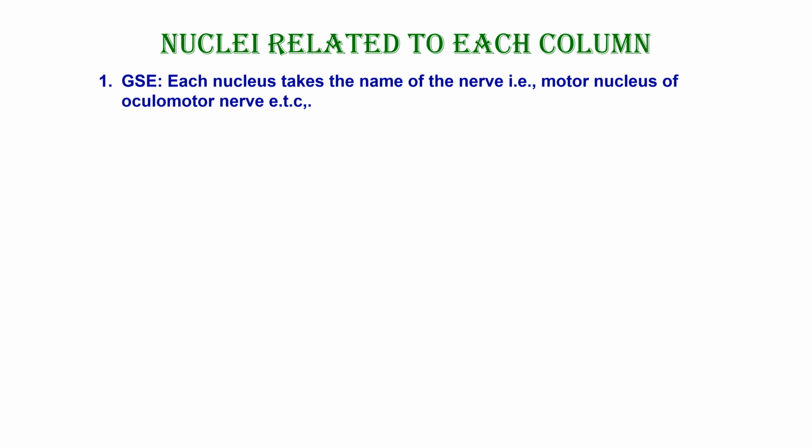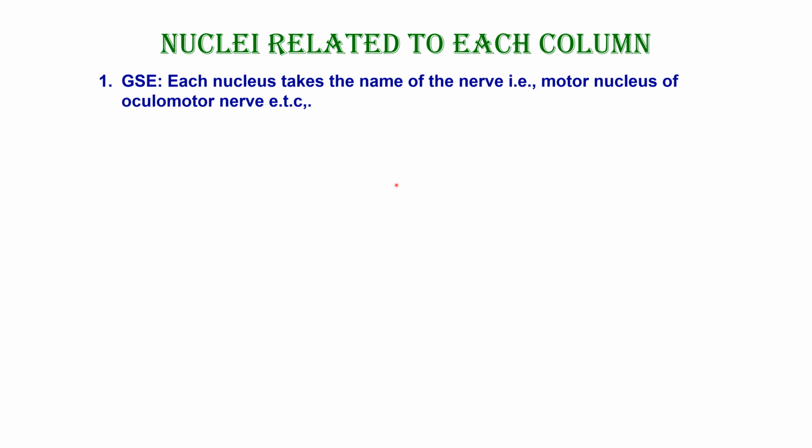Now, what are the nuclei which give origin to the cranial nerve in each of these 7 columns? For each cranial nerve, we should know the function number 1 and the deep origin, which is the nuclei, and the position of this deep origin when it comes to the origin of the cranial nerve. Then we'll talk about the superficial attachment, the intracranial course, the foramen of exit, the extracranial course, and the distribution.